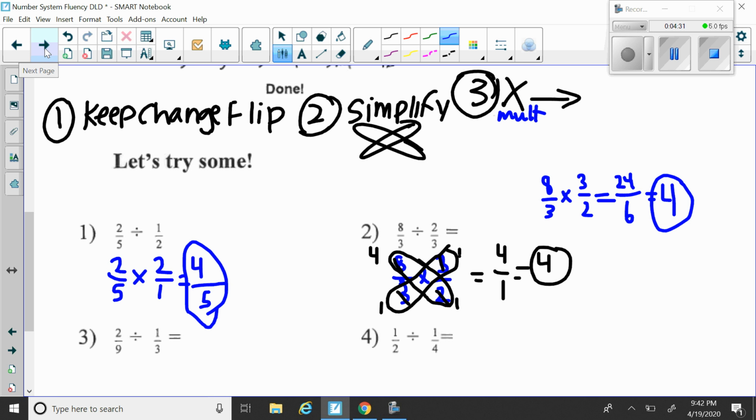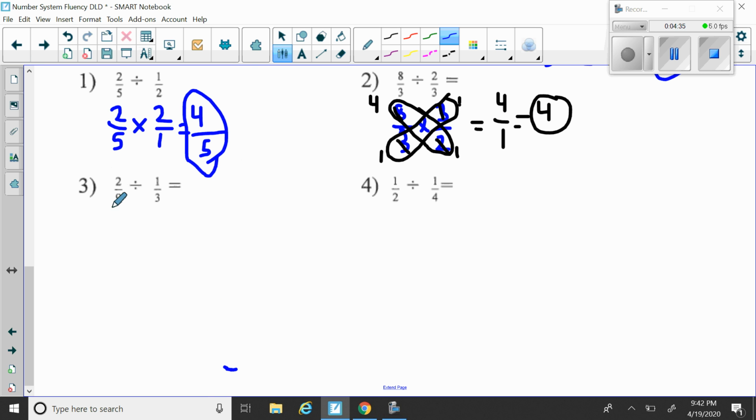We're going to do one more on here. So we have 2/9. We keep 2/9. We change our division to a multiplication, and then we flip 1/3, which now becomes 3/1 because that's the reciprocal. Okay, and we can simplify this, so let's go ahead and do that.